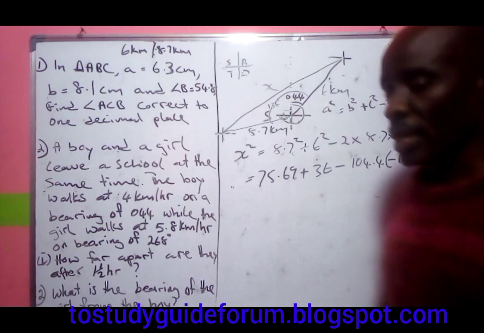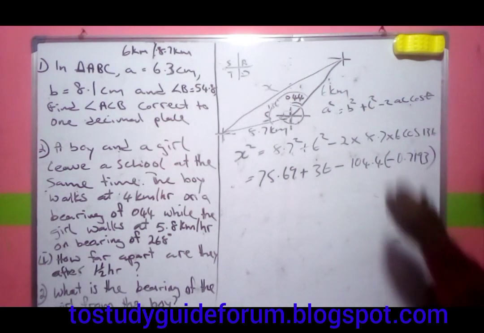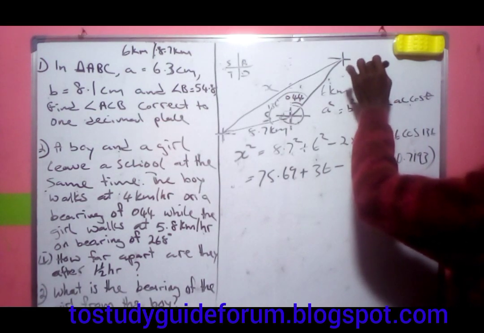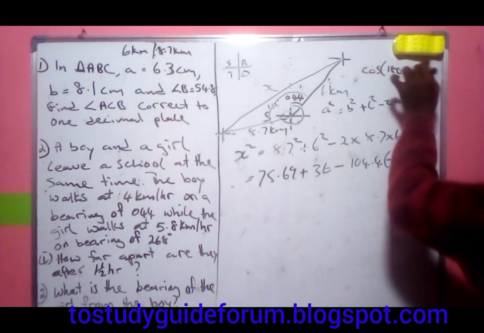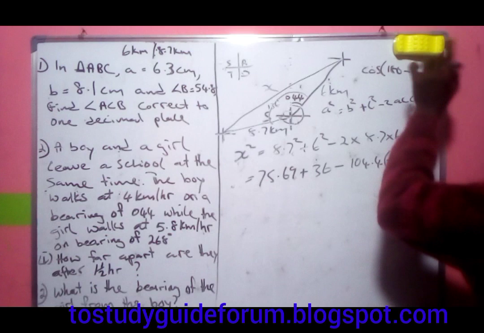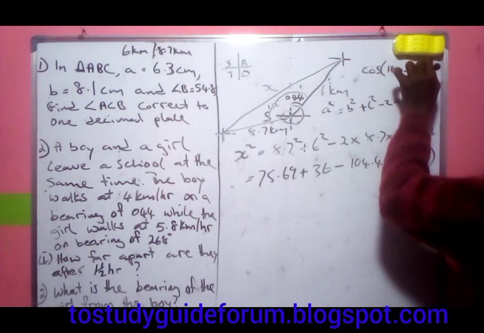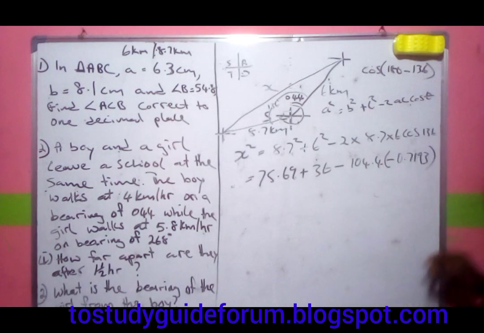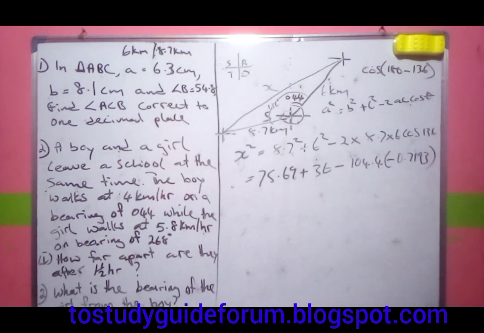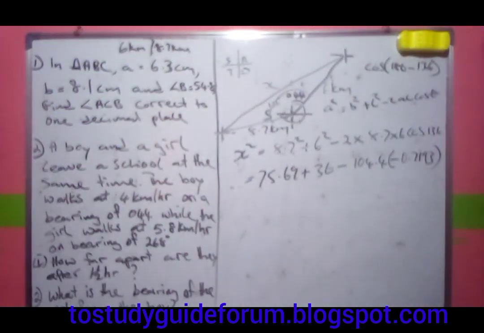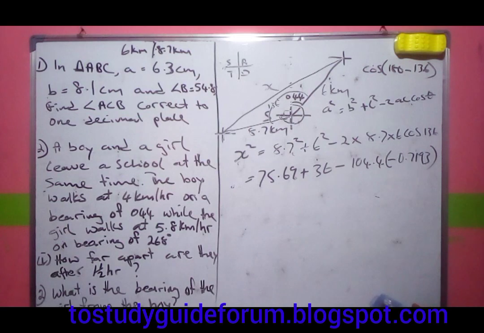Now, if you're using the table, what you do here is cos 180 minus 136. Whatever you have is what you are going to check in the table. Once you check in the table, you put a negative sign. It will give you the same thing. With the calculator I'm using here, it gives me exactly the negative sign altogether. So by doing this, you can get the same answer.